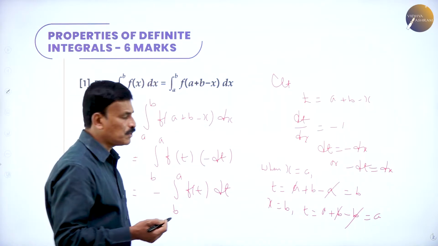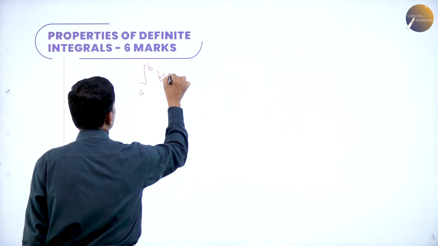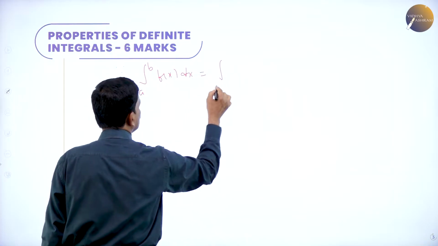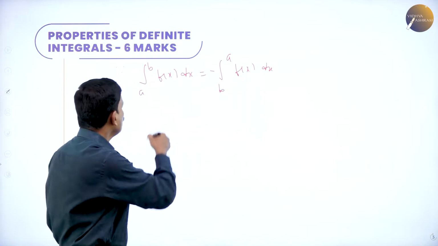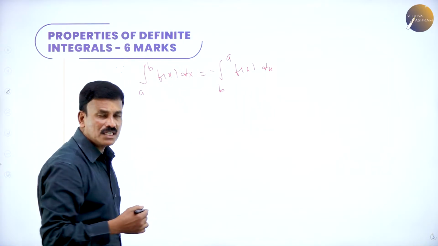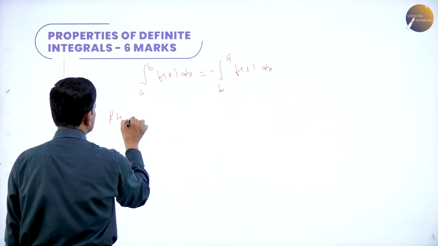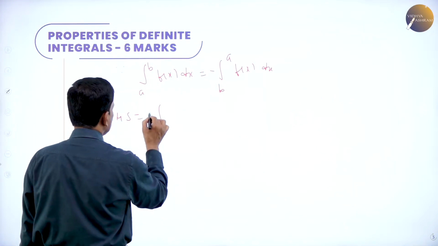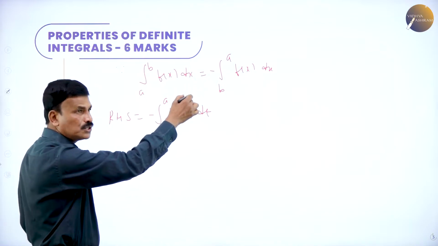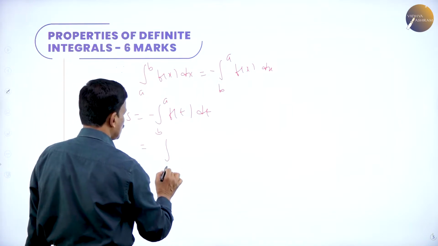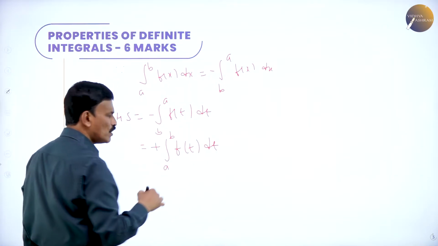Now, according to the property, we know that integral a to b f of x dx is also equal to integral b to a f of x dx along with a negative sign. If you interchange the limits, we take the negative sign. So, therefore, this RHS integral minus b to a f of t dt can also be written as, according to this property, integral b to a can also be written as a to b f of t dt along with a positive sign.